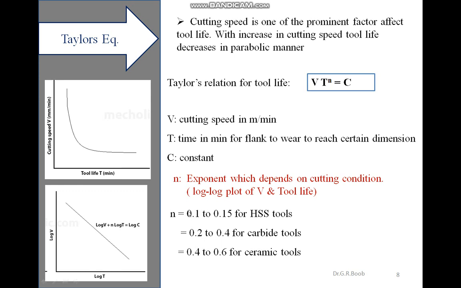The value of n is 0.1 to 0.15 for HSS tools, 0.2 to 0.4 for carbide tools, and 0.4 to 0.6 for ceramic tools. As the hardness of the tool increases, n also increases. So this Taylor's tool life equation is used for determination of the tool life if cutting speed and time are given. So we can determine the tool life.